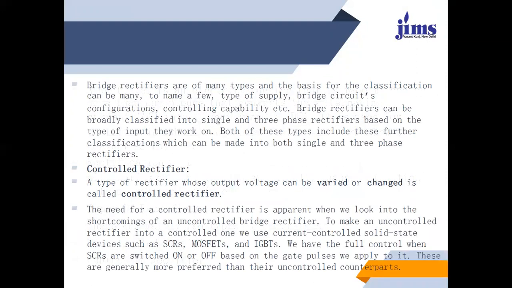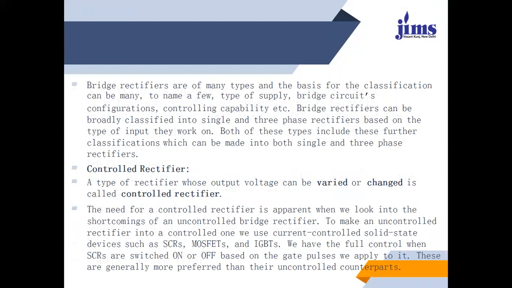Bridge rectifiers are of many types, and the basis of classification can be many. To name a few: type of supply, bridge circuit configuration, controlling capabilities, etc. Bridge rectifiers can be broadly classified into single-phase and three-phase rectifiers based on the type of input they can work on.